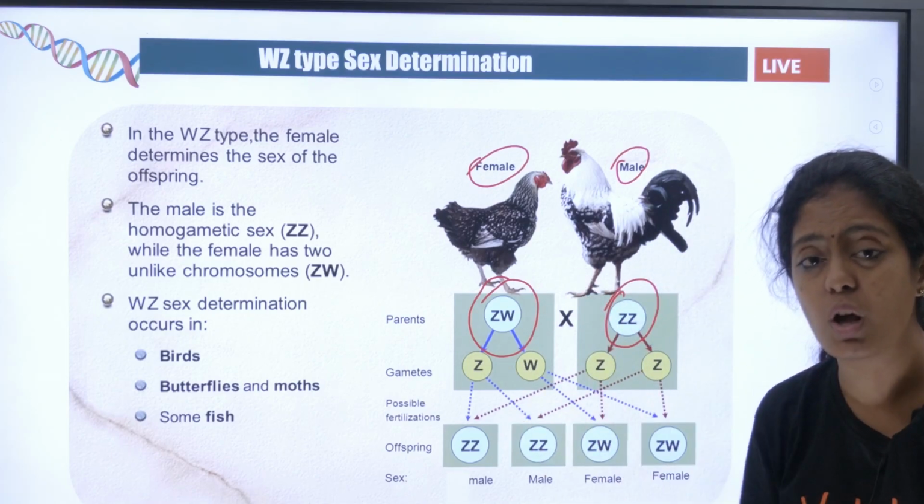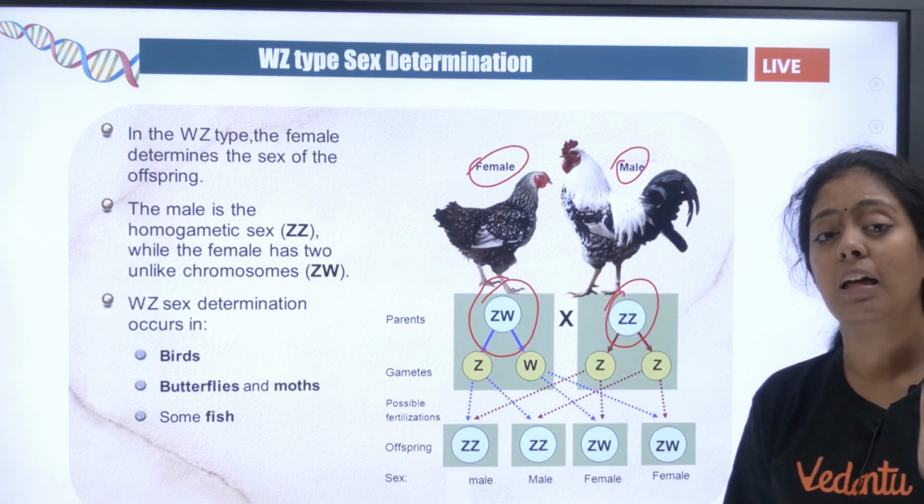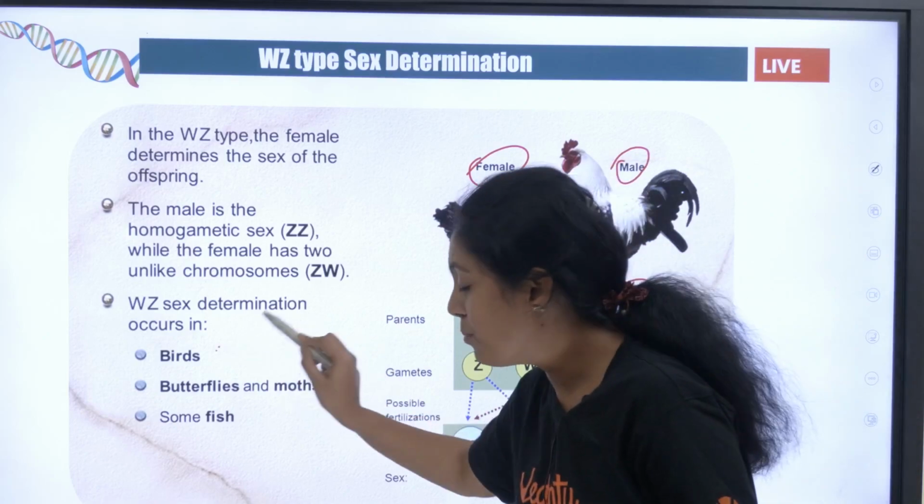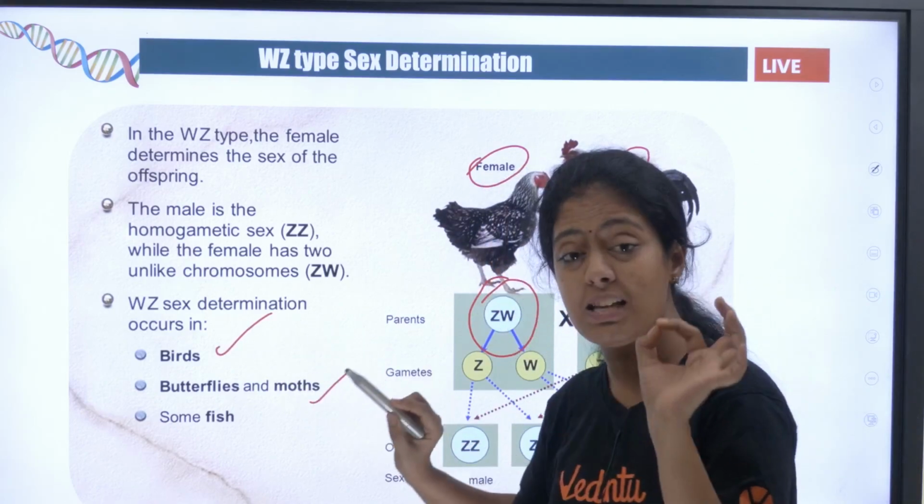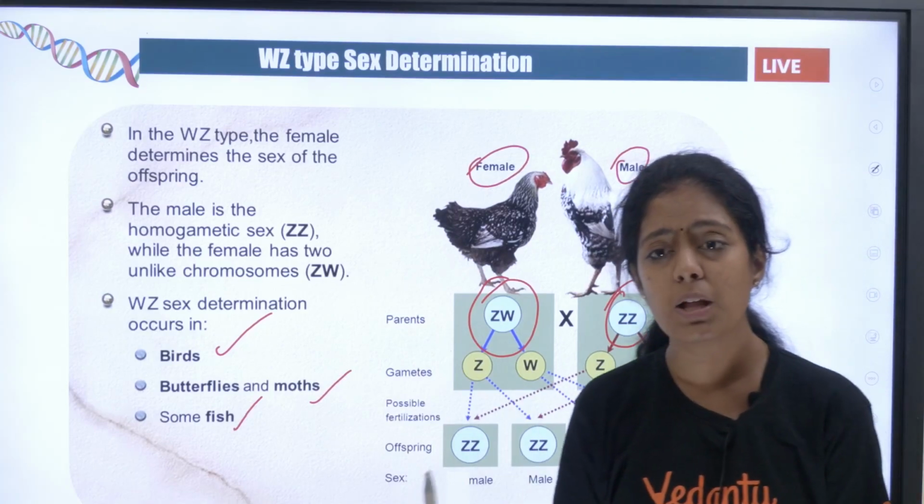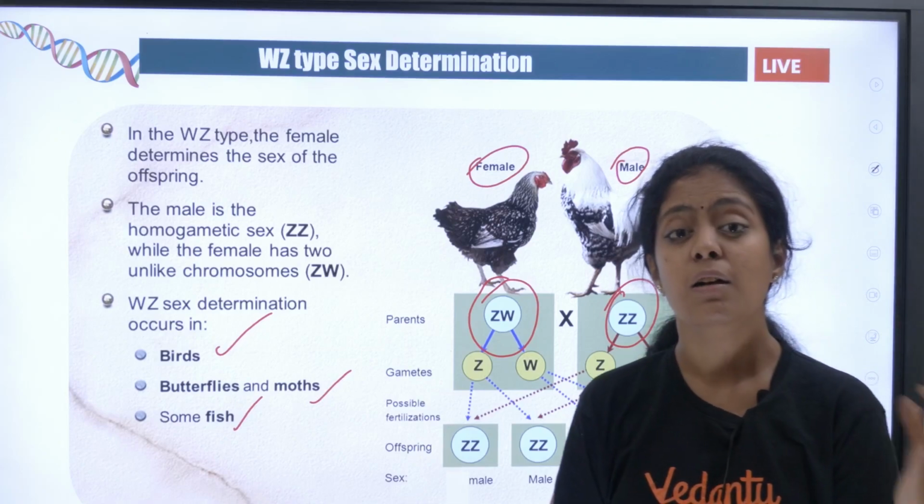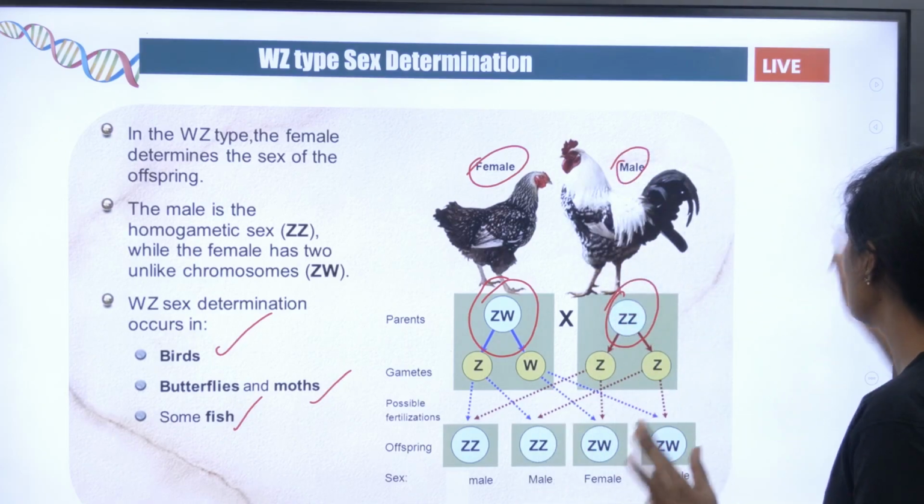You're supposed to draw the Punnett square and then write it very nicely. Okay, where is it seen? It is seen in birds, it is seen in butterflies and moths, and also in certain fishes. Understood, children? They call it ZW type. Five mark question, sex determination.